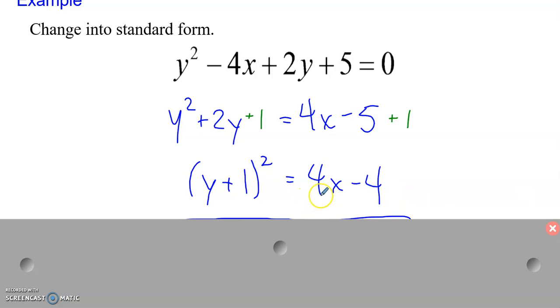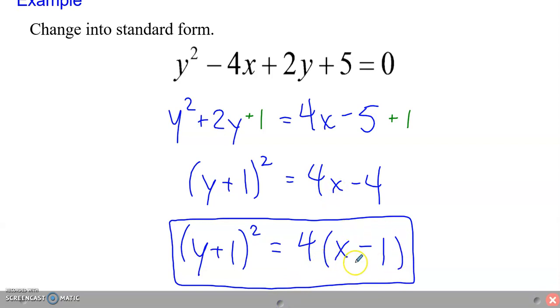Now, for standard form, I really don't want it written this way. I want a number and then parentheses x minus something. So I'm going to factor out this 4 to make it look like that. And now it is in standard form.